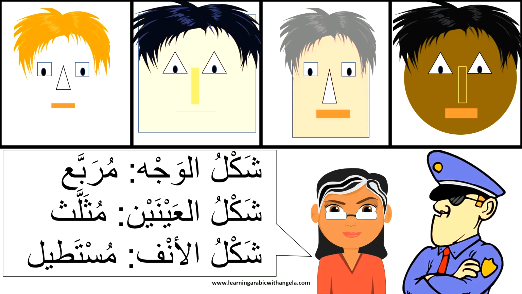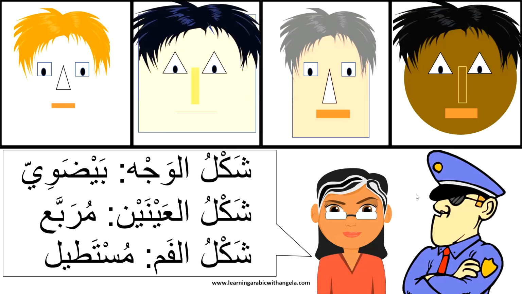So which one is it? أي واحد, which one? If you look at this shape, شكل الوجه مربع, شكل العينين مثلث, شكل الأنف مستطيل. So we're looking at this shape. هذا هو. That's it.